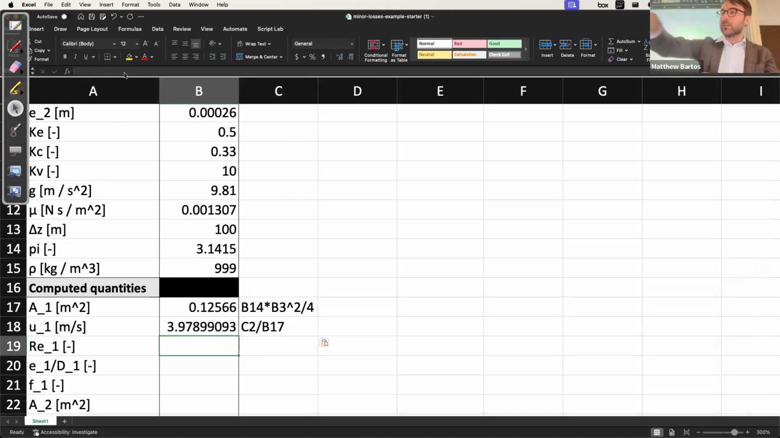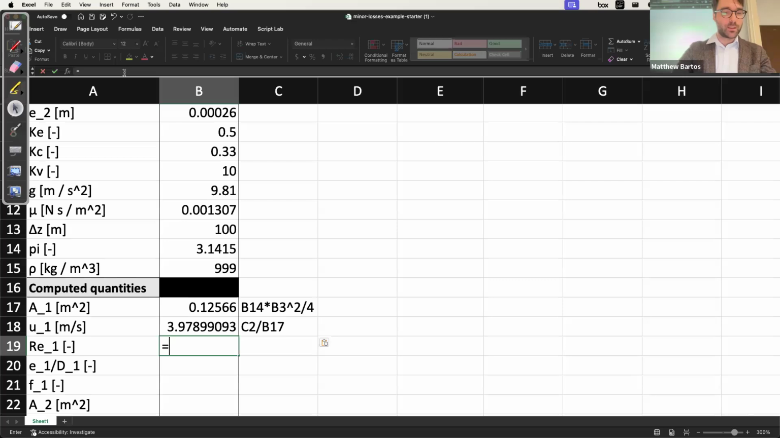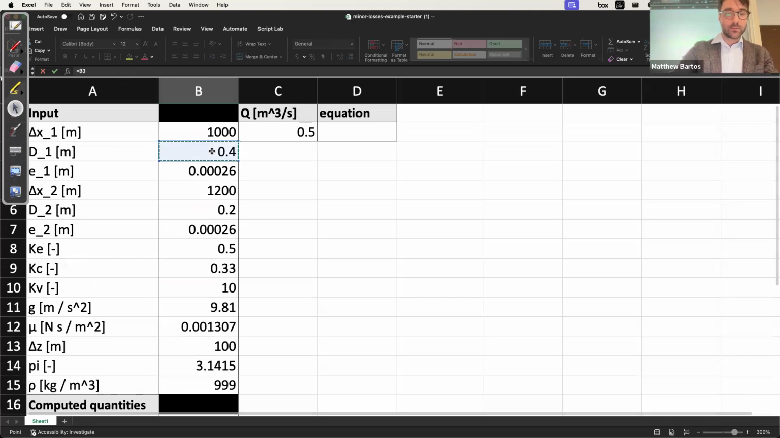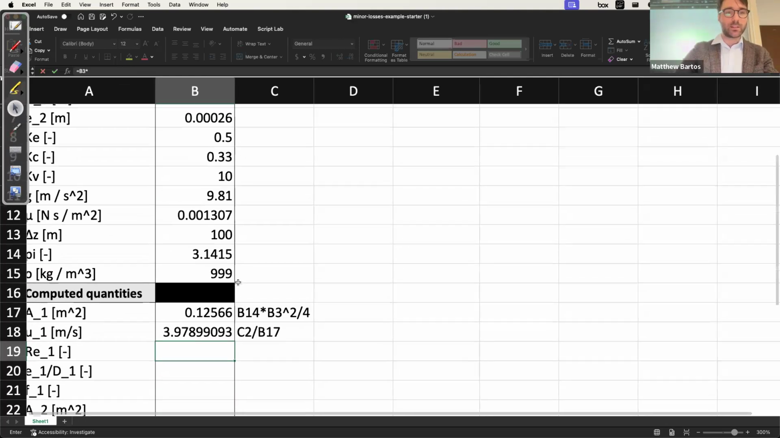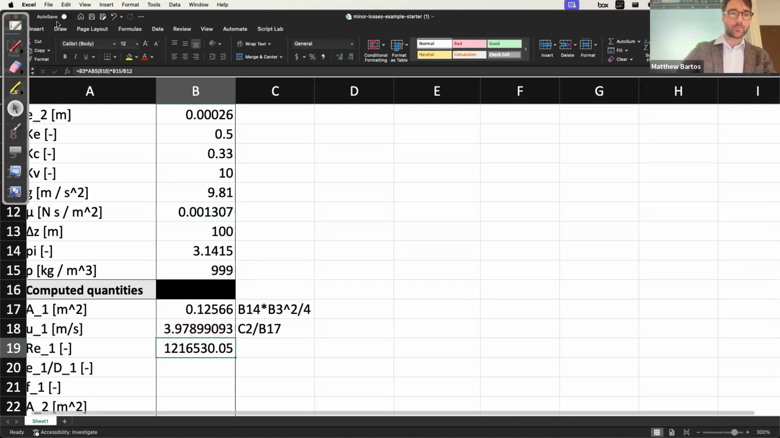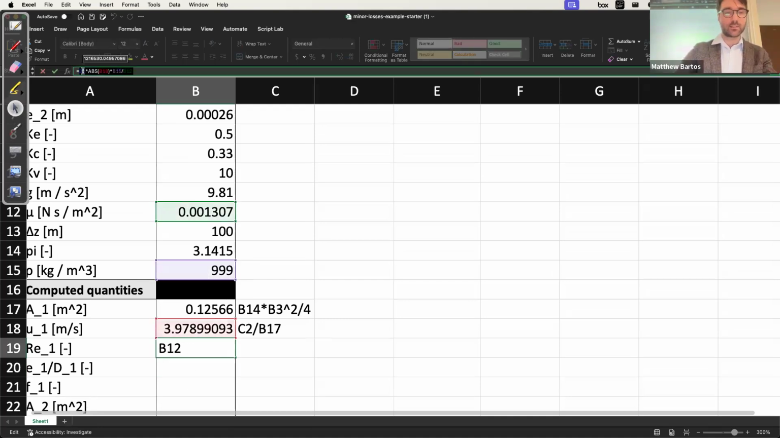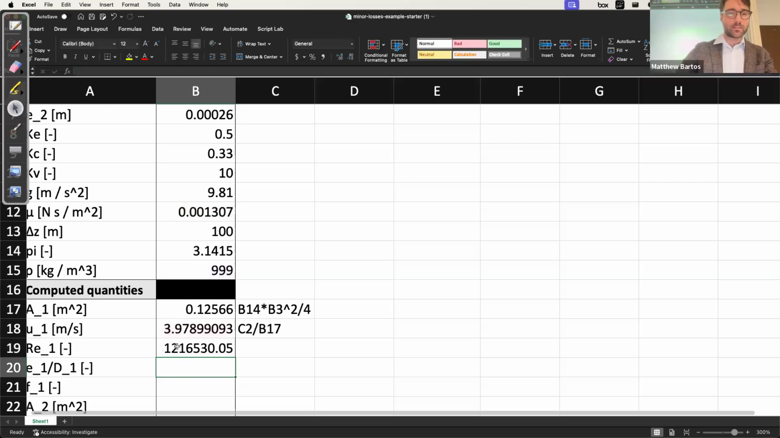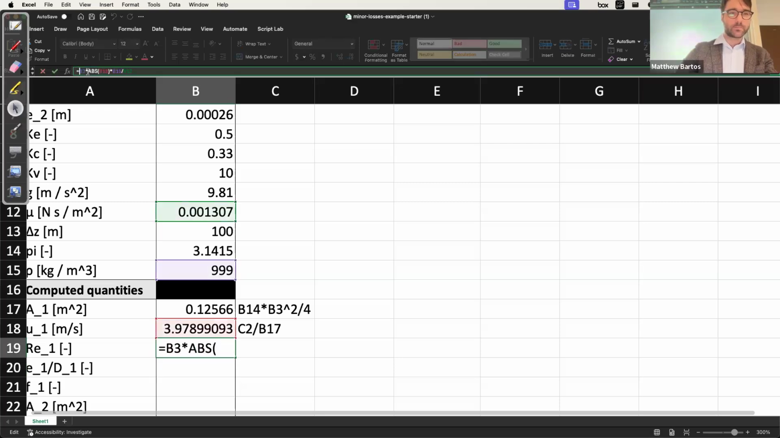Okay, Reynolds number in pipe one. We need the diameter in pipe one times the velocity in pipe one. I'm actually going to use the absolute value of the velocity in pipe one just to prevent the Reynolds number from becoming negative, which it shouldn't do. So diameter times velocity times the density divided by the dynamic viscosity. Paste that formula out to the side.